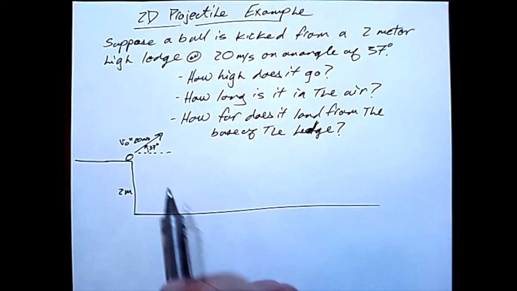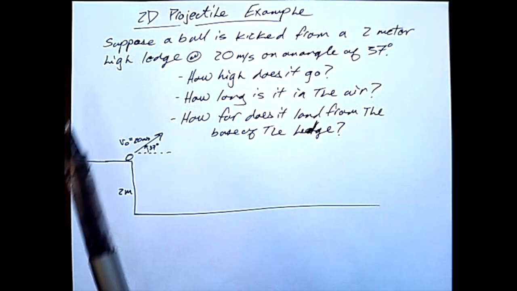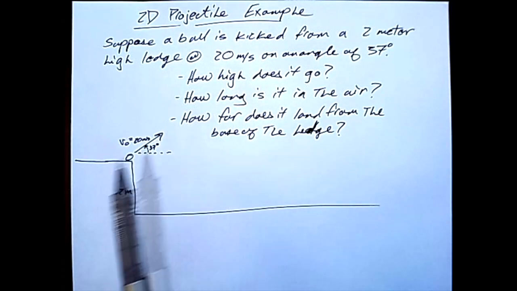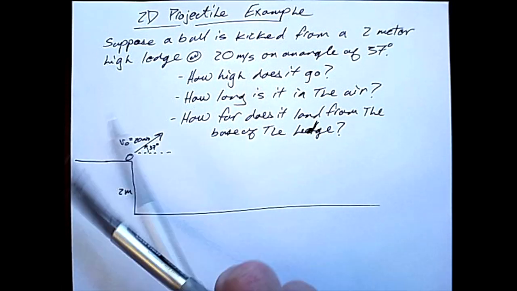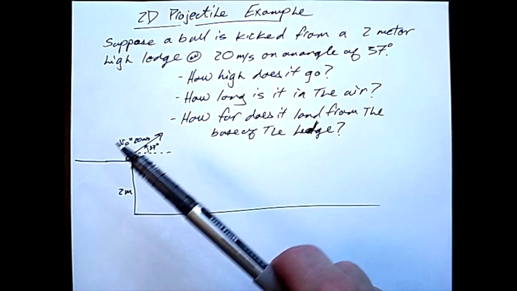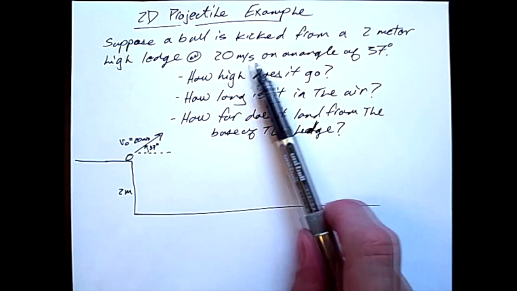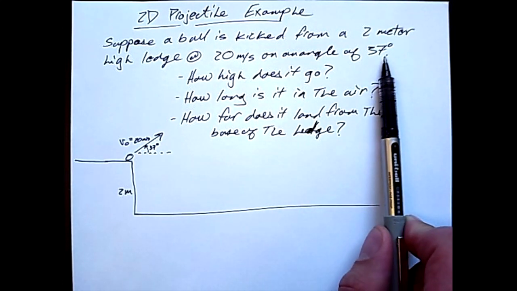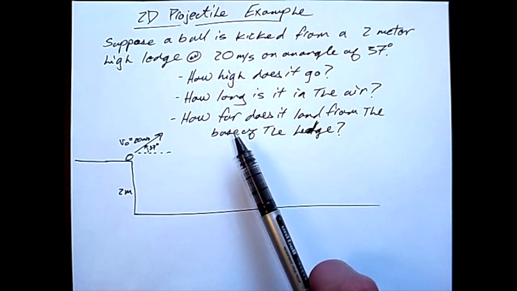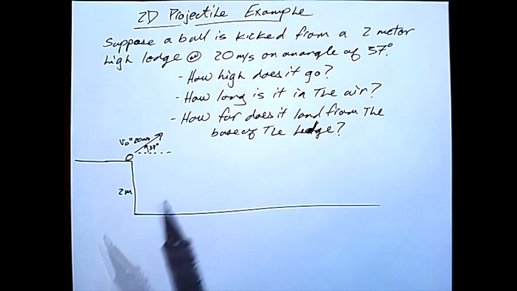Some of the most common types of two-dimensional motion problems are projectile examples, and this particular example is very indicative of questions that would be asked. So the setup is, suppose a ball is kicked from a 2-meter high ledge at 20 meters per second at an angle of 37 degrees. And then typical questions would be, how high does it go, how long is it in the air, and how far does it land from the base of the ledge?